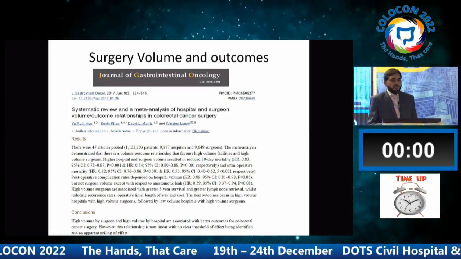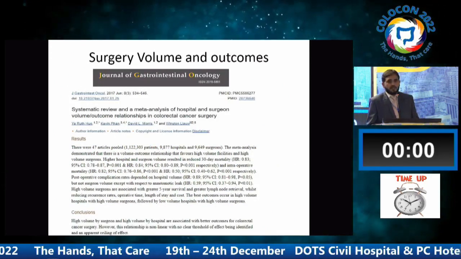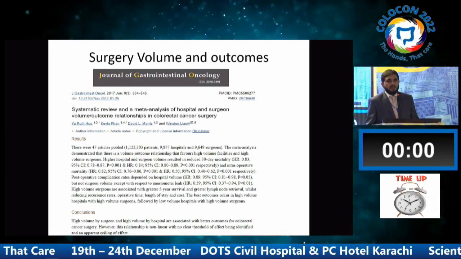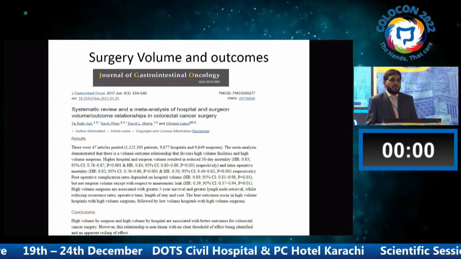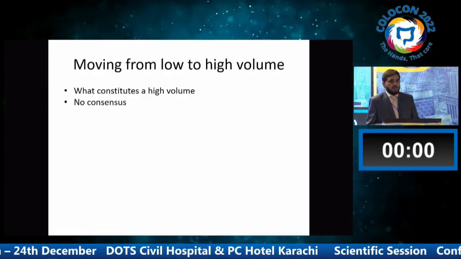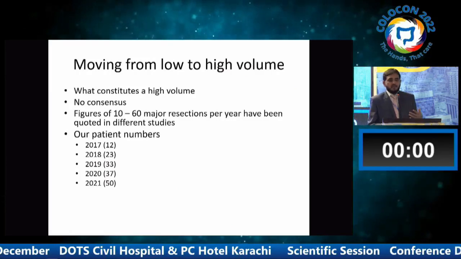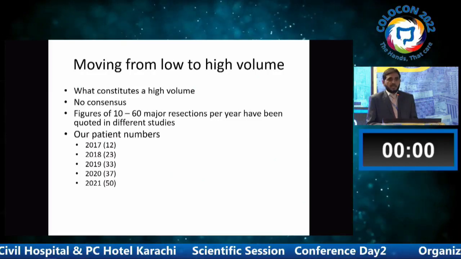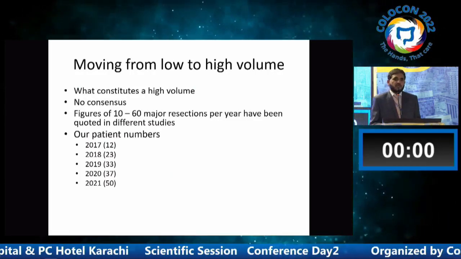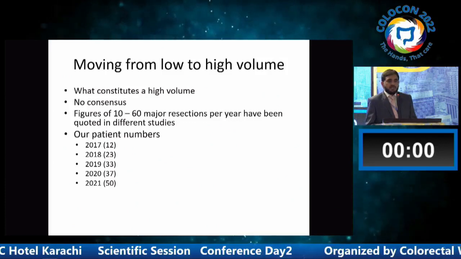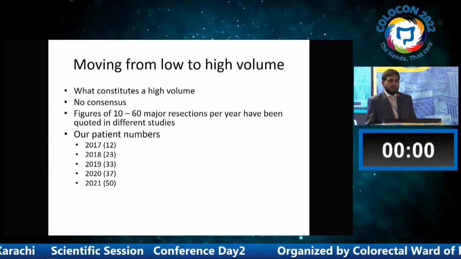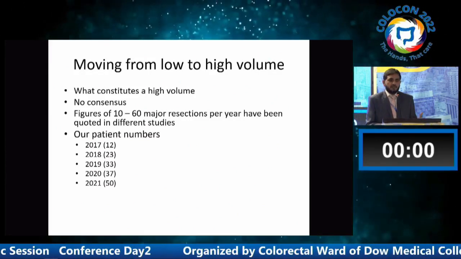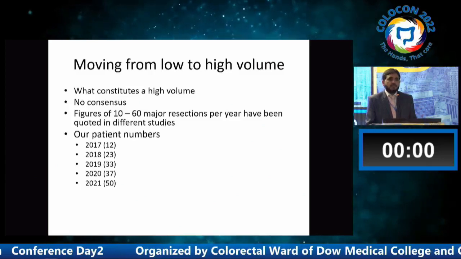One more important thing I want to point out is what a high volume center is, per the recommendations. In this study, a high volume center improves the outcome of colorectal cancers. There is no consensus yet, but there is a range of 10 to 60 major resections per year. It shows a major high volume center, but our outcome is that in 2017 we have done 12 cases, in 2018 23 cases, in 2019 33 cases, in 2020 37 cases, and in 2021 50 cases.